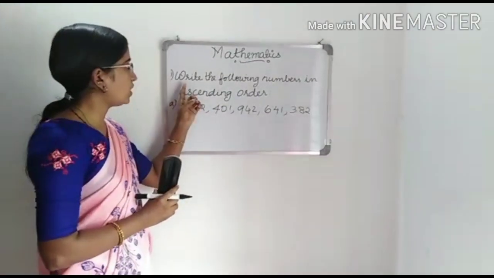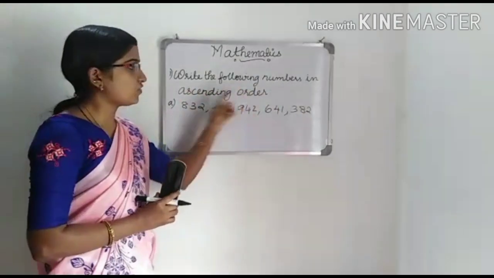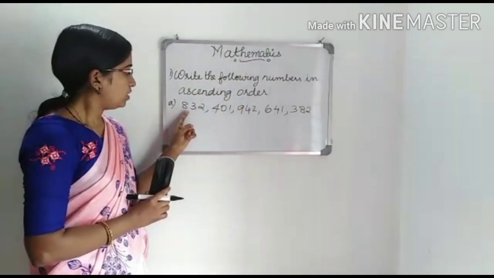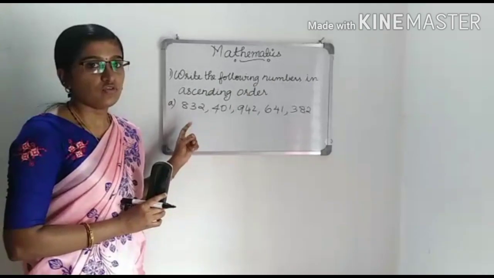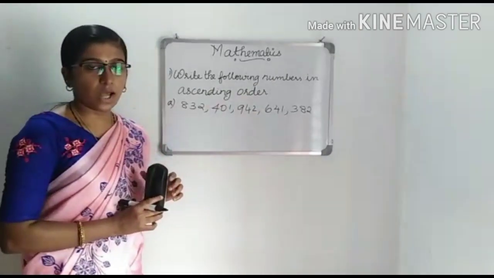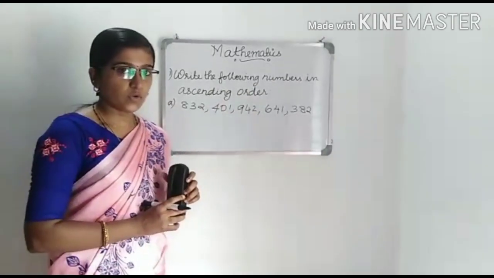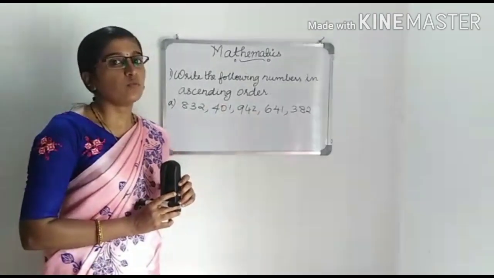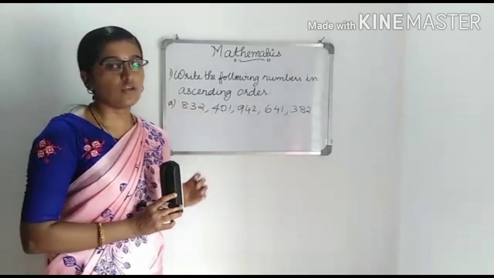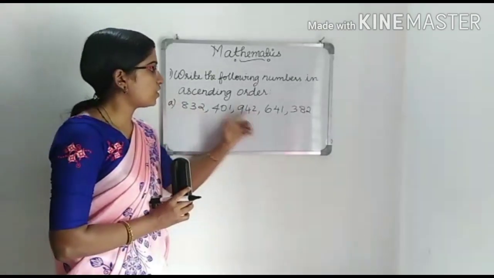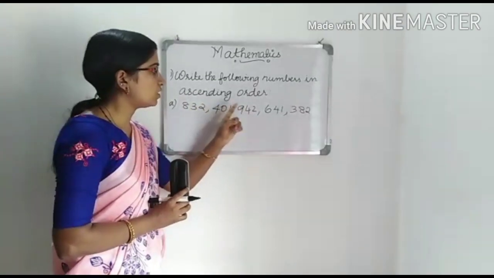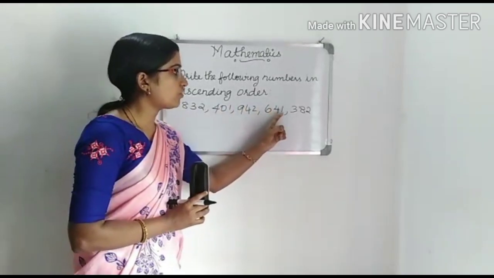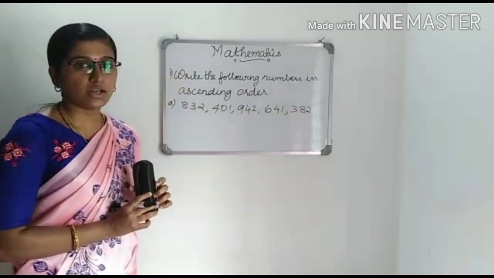Here is the first question. Write the following numbers in ascending order. Here 5 numbers are given. We should arrange these 5 numbers into ascending order. As I told you earlier, ascending order means we should arrange the numbers from small to big or in the increasing order. So the numbers are 832, 401, 942, 641 and 382.